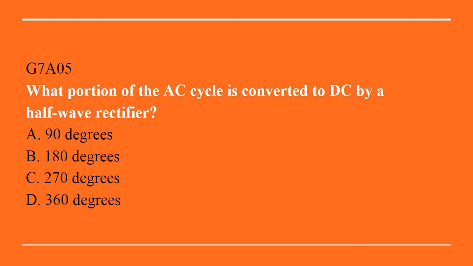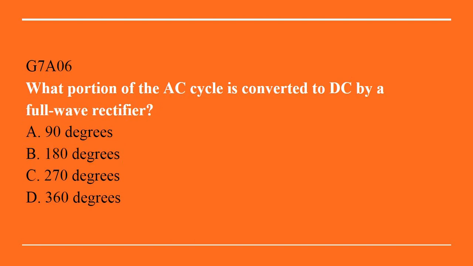G7A05, what portion of the AC cycle is converted to DC by a half wave rectifier? A, 90 degrees, B, 180 degrees, C, 270 degrees, or D, 360 degrees? Answer here is B, 180 degrees. G7A06, what portion of the AC cycle is converted to DC by a full wave rectifier? A, 90 degrees, B, 180 degrees, C, 270 degrees, or D, 360 degrees? Answer is D, 360 degrees.